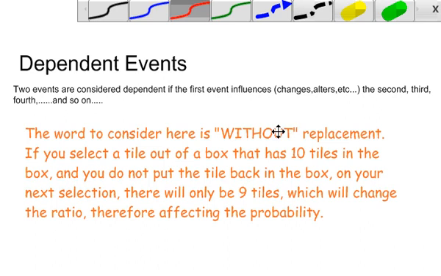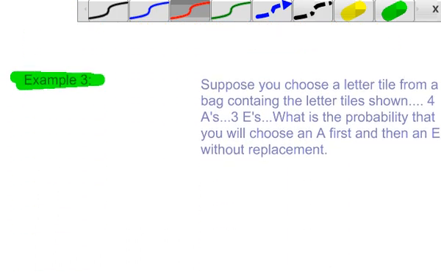If you select a tile out of a box that has 10 tiles in it, and you do not put this tile back, on your next selection there will only be 9 tiles. And if you don't put it back after you select it out of there, on the next selection there'll only be 8. The next time there'll only be 7. The next time there'll only be 6. So all of this will change the ratio, therefore affecting the probability. So let's consider example 3 here.